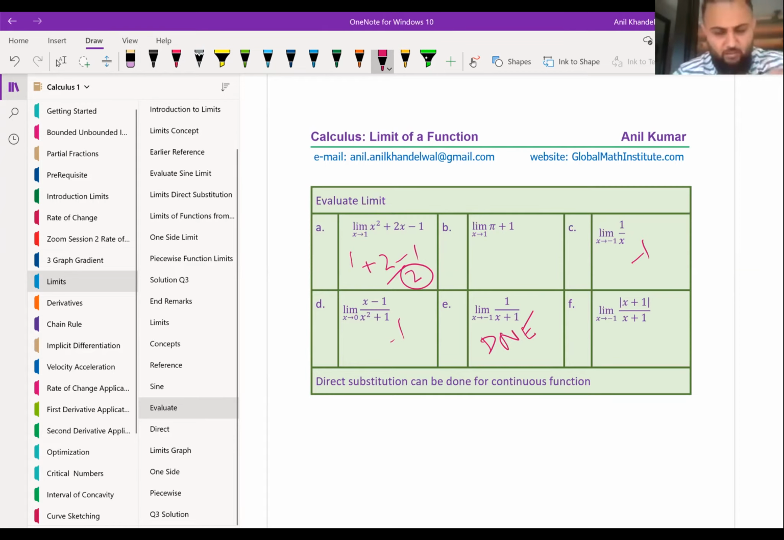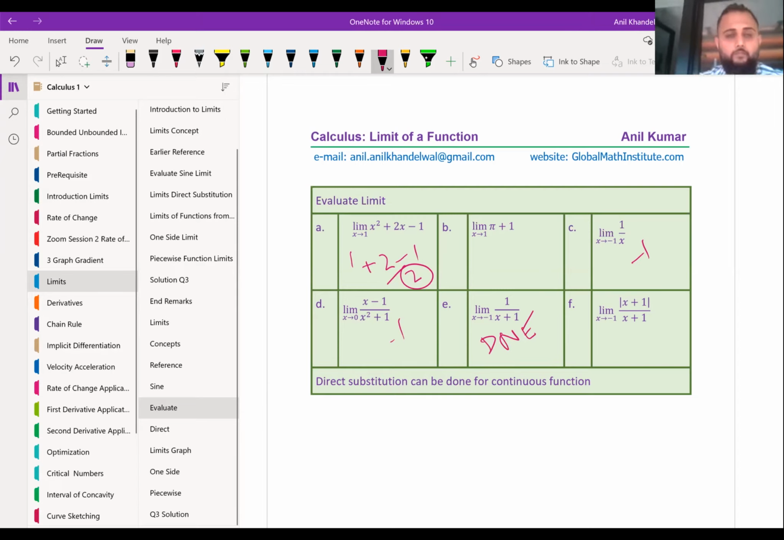Does not exist, I think, because there is a jump discontinuity. When we are approaching from the left side, the value is -1. When we are approaching from the right side, the value is +1. So both values are not matching. Since the values are different, the limit does not exist. Does it make sense to you?